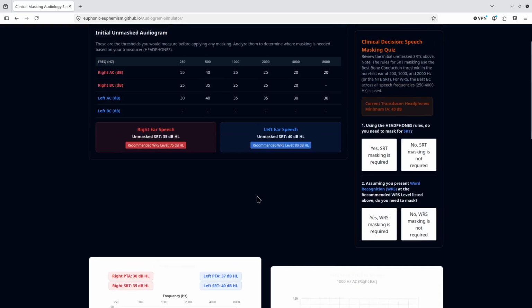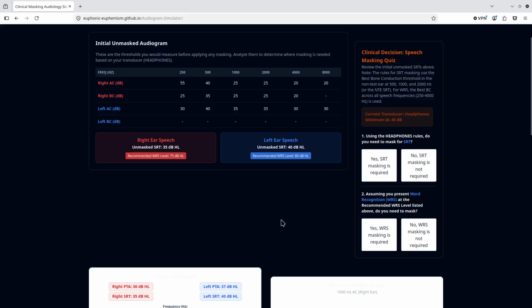Now we'll take a look at our SRTs that we need. Do we need SRT masking? 40 versus 35, no big difference there. Now we look at SRT versus best bone conduction at 500, 1,000, or 2,000. 35 versus 25, that's a 10 dB difference. Nope, we don't need it. 40 versus 25, that's a 15 dB difference. Nope, we don't need SRT masking.